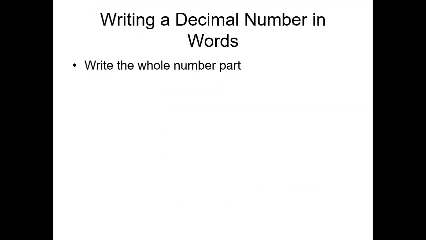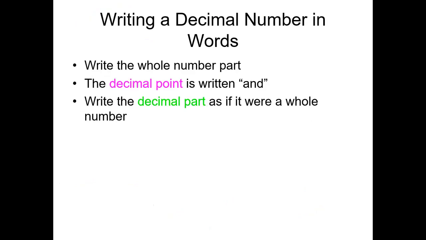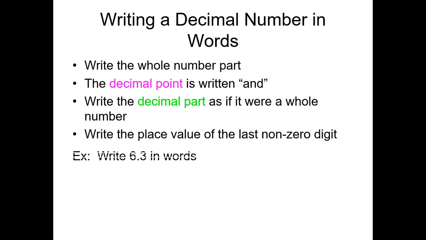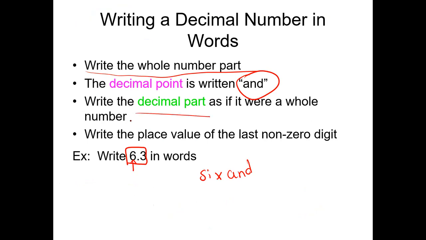Now, how do we write in letters any decimal number? We need the place value chart in order to write any number in letters. For example, 6.3. How do we write it in letters? First step, we write the whole part. What is the whole part? 6. We write 6. The decimal point is written as and. The point, I will write it as and. So 6 and. Then the decimal part as if it were a whole number. How do we read the decimal part here? 3. We write 3.